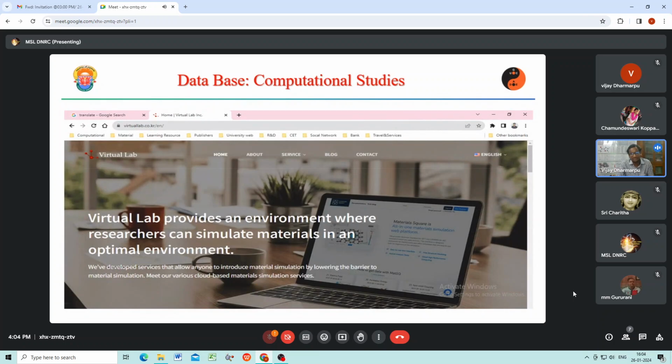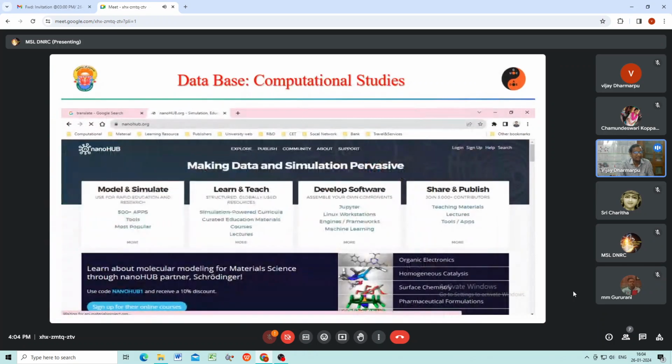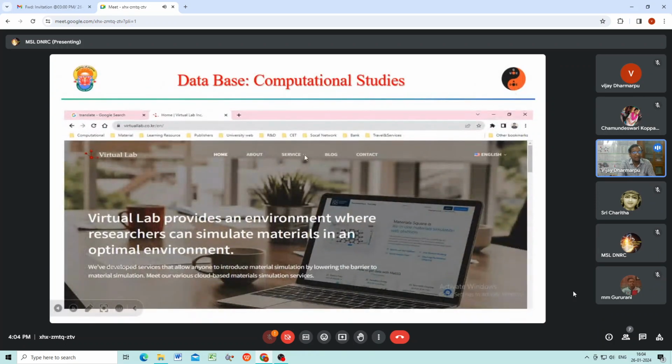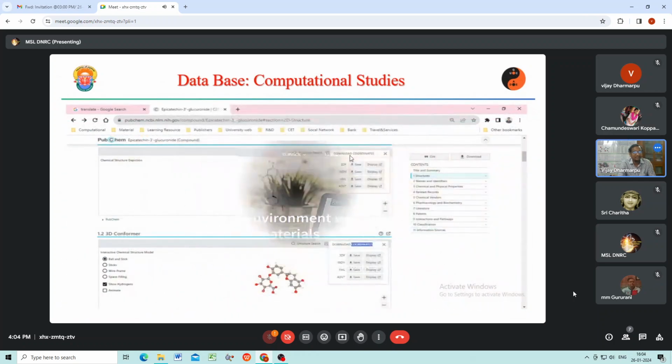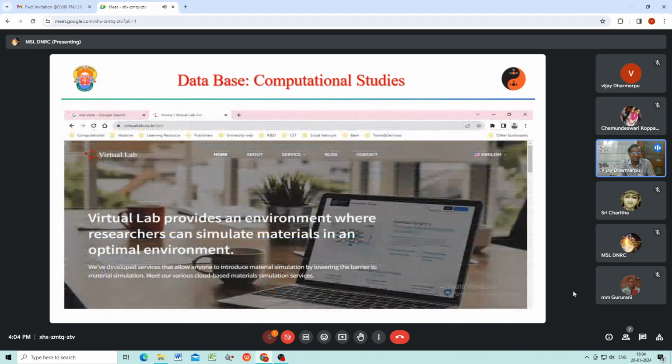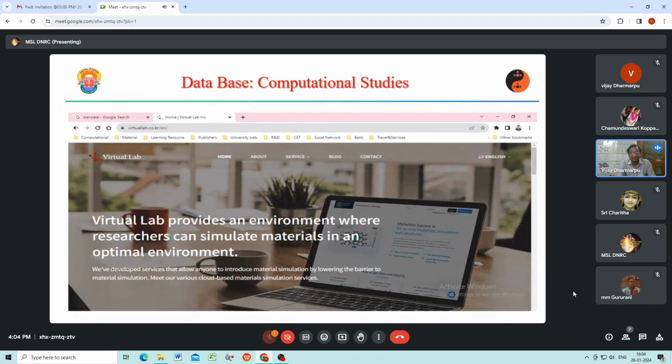So the virtual lab is also there. That virtual lab provides crystal structures and nanostructures and many things. Same as NanoHub. NanoHub also has its own structures, its database. Once we go with a sign in, we just go with a sign up. They give you the login IDs. Everywhere you have a login. You just go with the login. You will get regular updates and regular mails also.